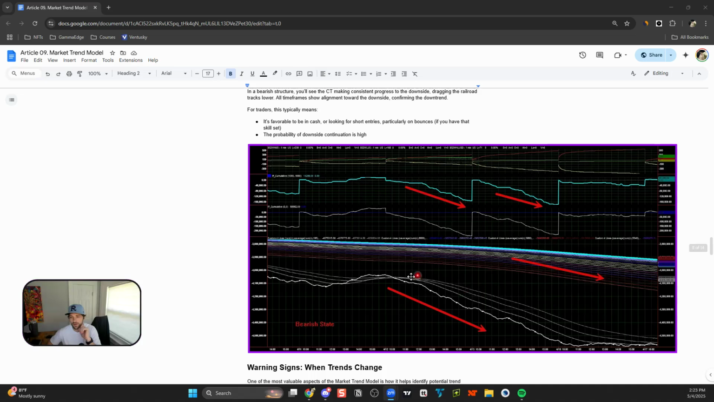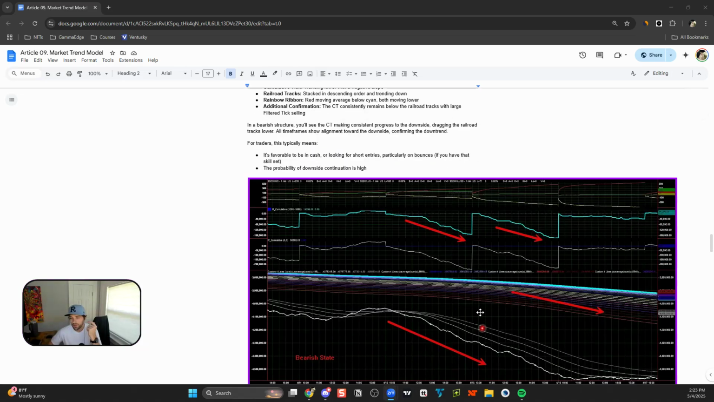Be very obvious, right? The cumulative tick is trending lower. The railroad tracks are trending lower, sustained large selling via the filter tick, backing up these moves lower. So again, that should be quite obvious, and you should understand how useful this is.